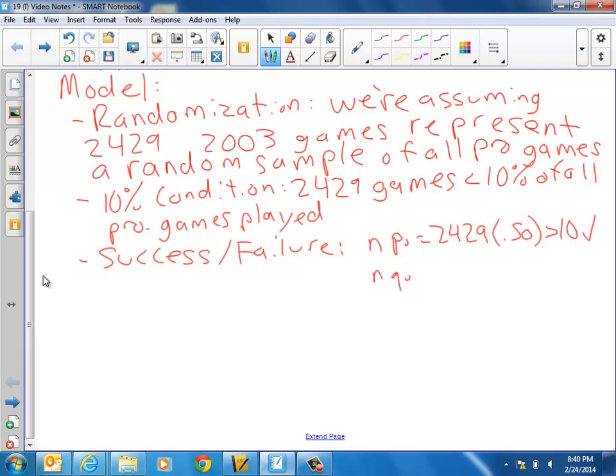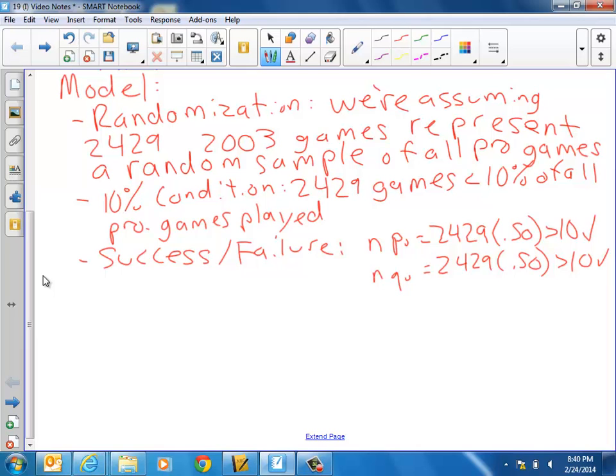And then failure would be nq naught. Again, the naught's just referring to the baseline assumption, what the defendant is claiming to be. 2,429 times the same 0.50, also clearly greater than 10. So those conditions have been met.